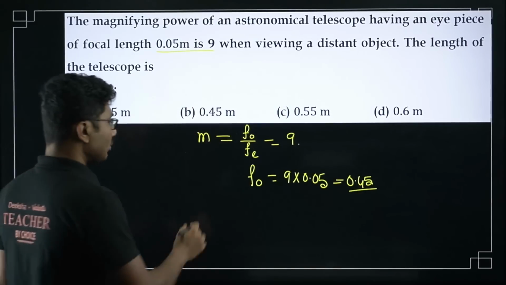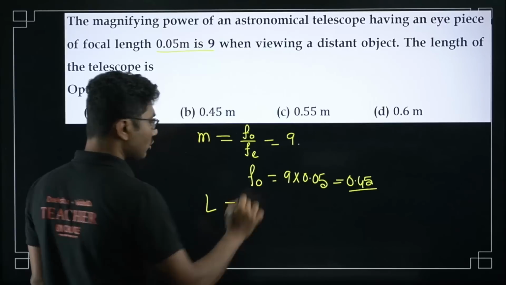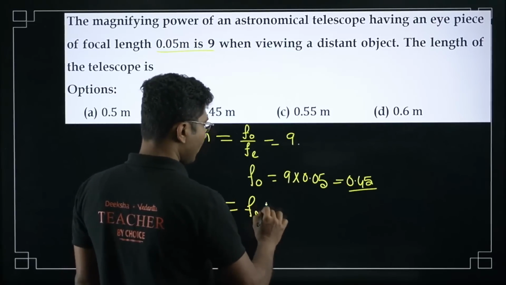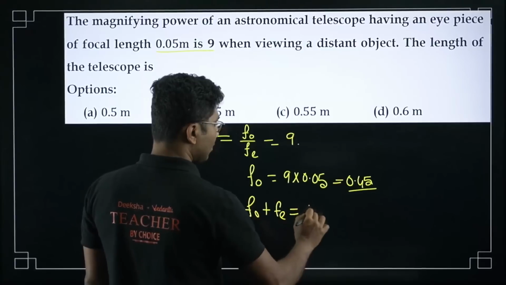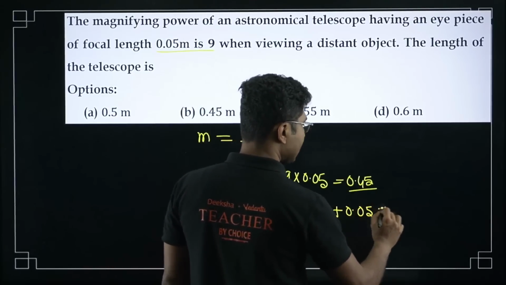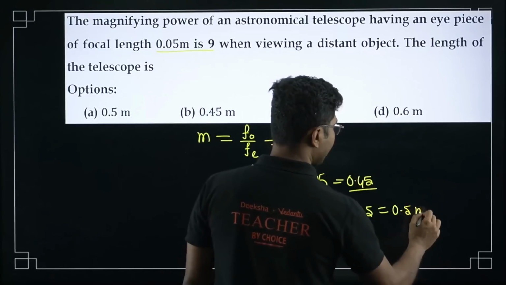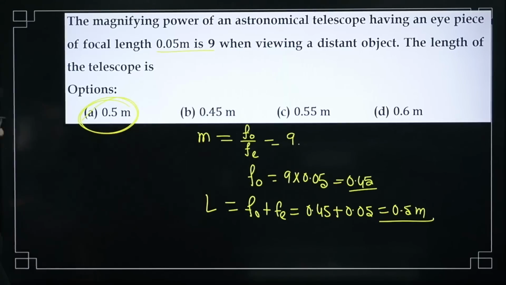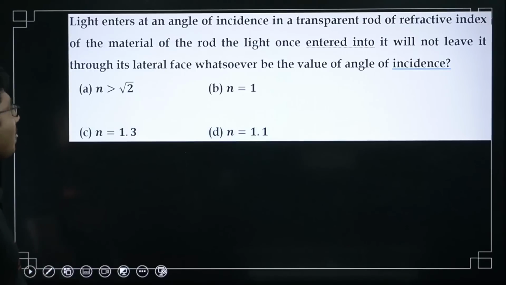This is the objective focal length. So what is the length of an astronomical telescope? Length of an astronomical telescope is very, very important. That is FO plus FE. That is 0.45 plus 0.05, that is 0.5 meter. So it will be 0.5 meter. Option A is correct. Next question.